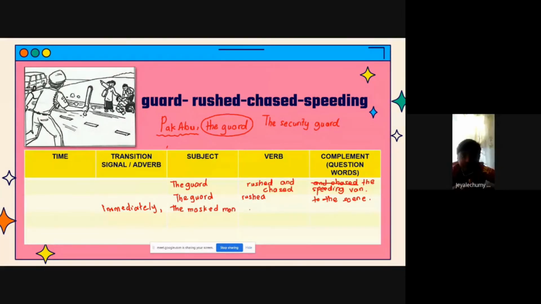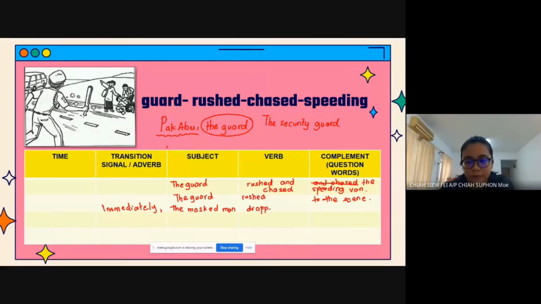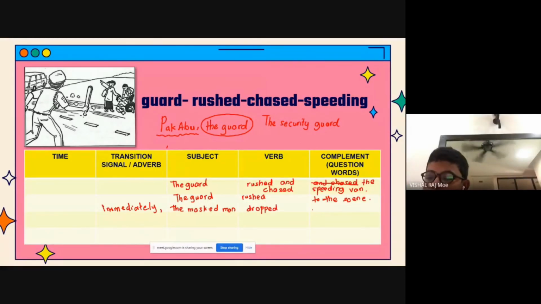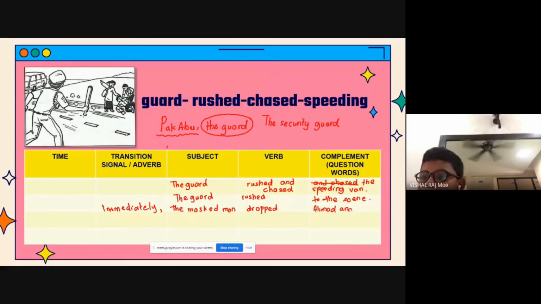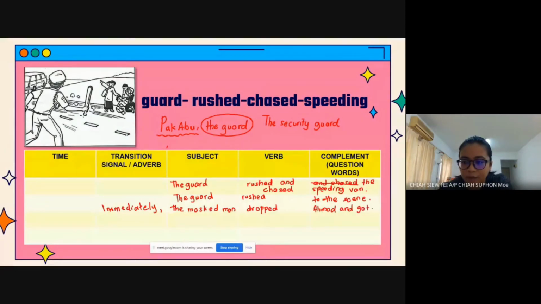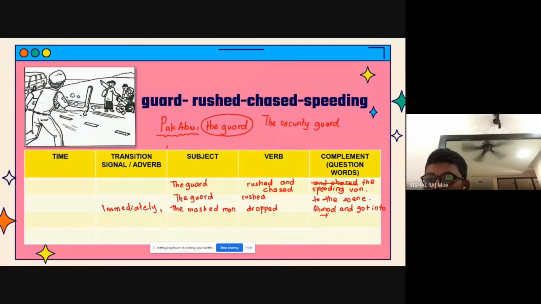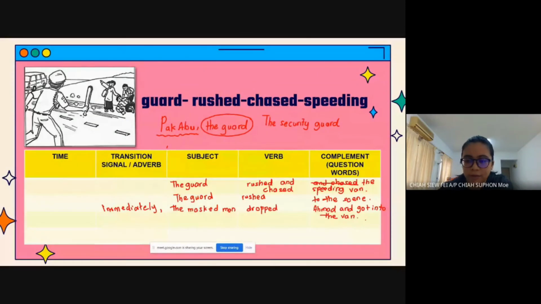dropped Ahmad and got into the van. Good. Very good. Dropped Ahmad and got into the van. Because the guard rushed to the scene. This is considering that you begin from here. Okay, all right. Next. How do we continue this? The masked man dropped Ahmad and got into the van.